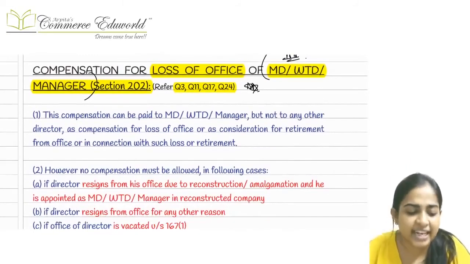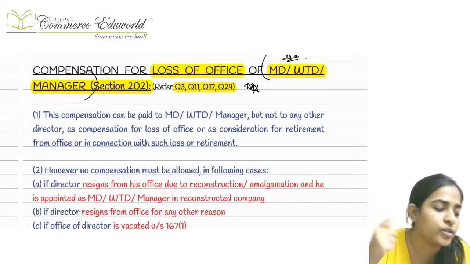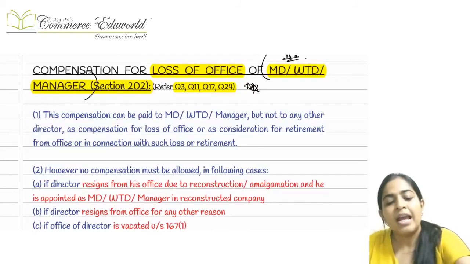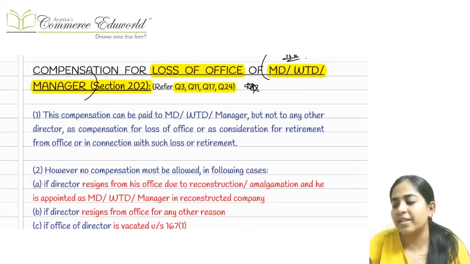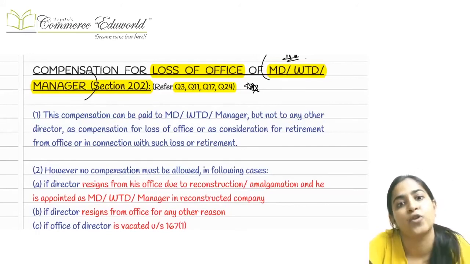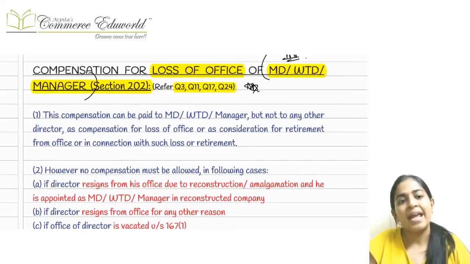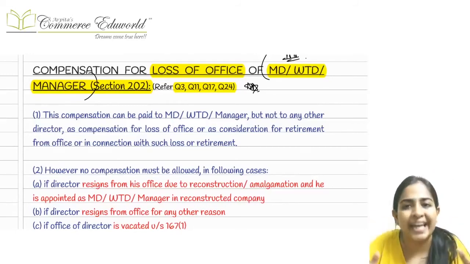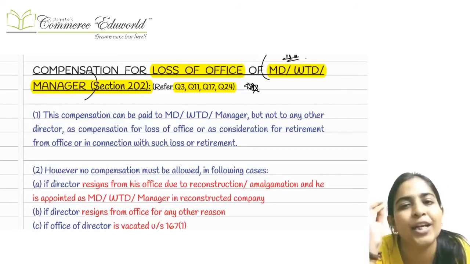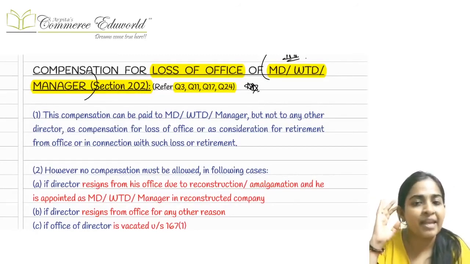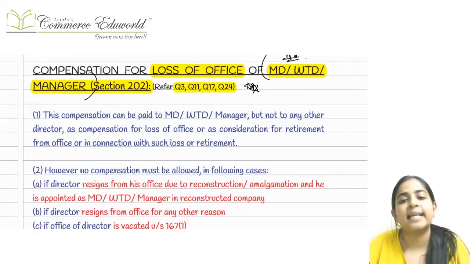Next section, section 202, which is an important section. Last few sections left. Section 202 talks about compensation for loss of office, only in the case of managerial personnel. If the managerial personnel are losing their office for any particular reason, then they are eligible for compensation for loss of office, except for 6 reasons.